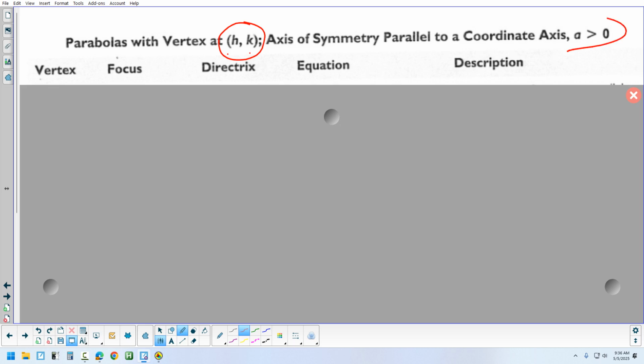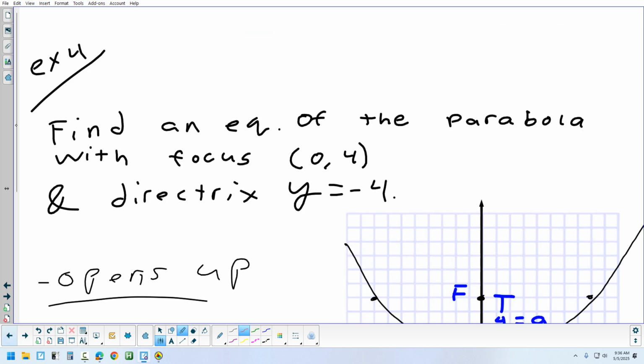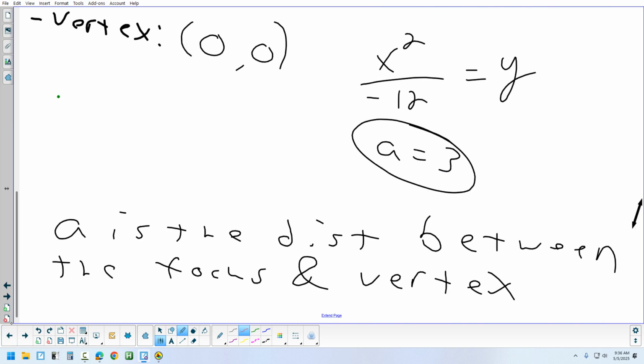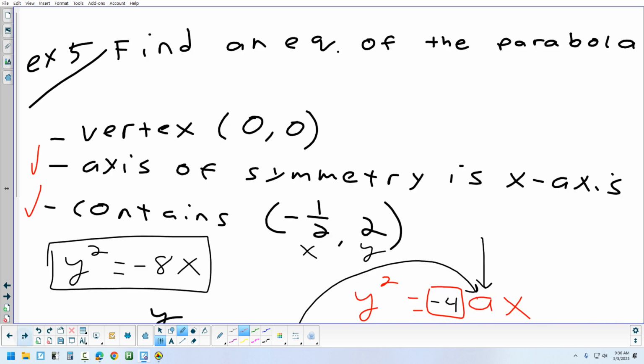A is still exactly what it was before. A is the distance between the focus and the vertex. It's just the vertex isn't at the origin anymore. Okay.